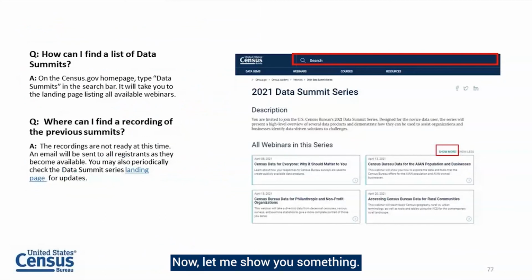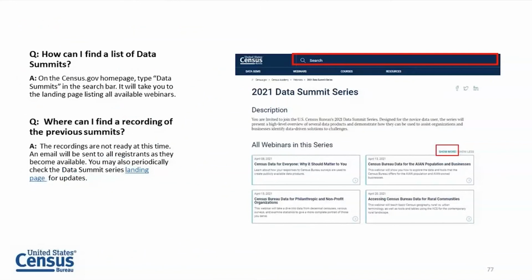Now, let me show you something. We have several data summits that we are presenting between now and the end of August. You can find all information on the 2021 Data Summit page on census.gov. In the search bar at the top, simply type in 2021 Data Summit Series to land at the page seen on this slide. To view all the upcoming summits, please be sure to click Show More. Look to see which ones suit your needs, and you may register. It's a one-stop shop. Upon availability, you can find the recorded versions on the same 2021 Data Summit Series page.